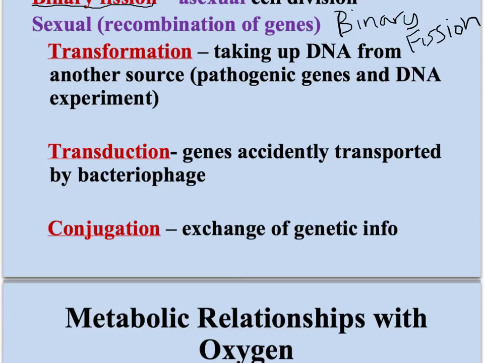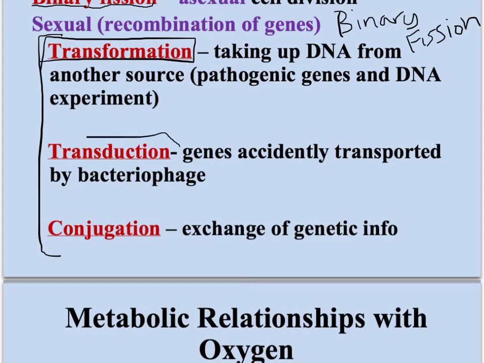They have 3 ways to get new genes, to transfer genes. So transformation. This is going to be taking up DNA from another source. When we talked about the DNA experiments, how they found out that DNA is a genetic material, you could see that the non-infected bacteria, as they mixed with the bacteria that was infected, somehow got the pathogenic genes. So this was through transformation. So transformation, it's just the switching of pathogenic genes from one to another. It just picks up pieces of the genes and puts them into its own.